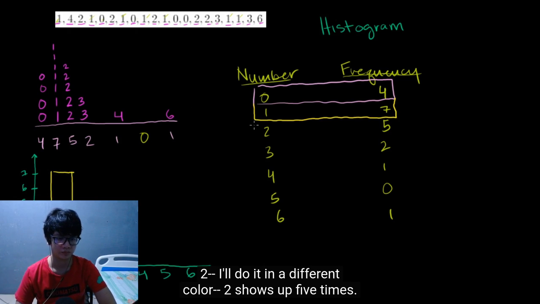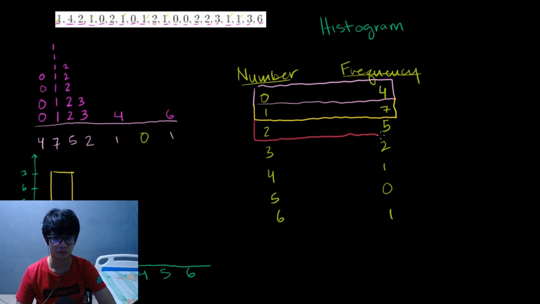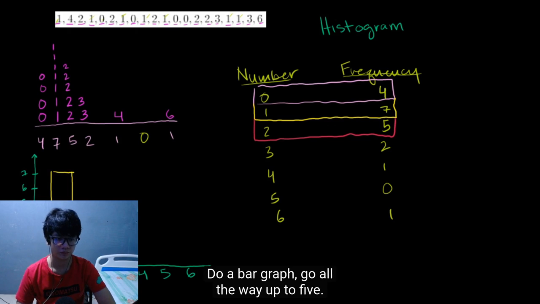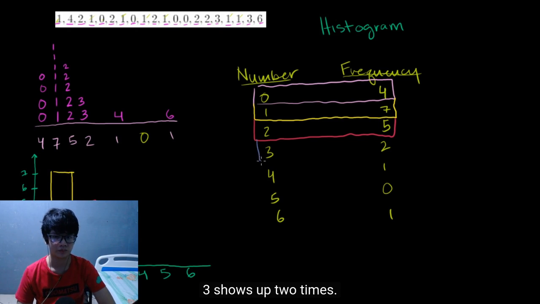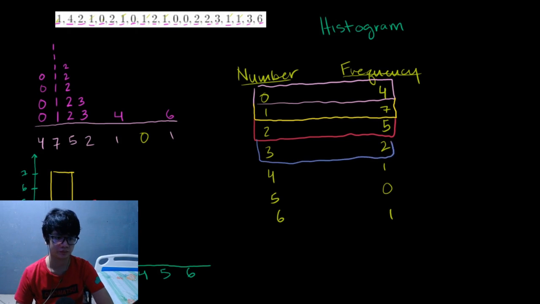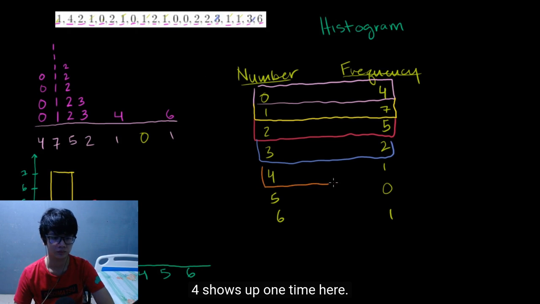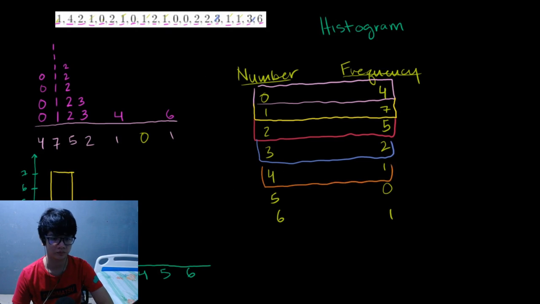2, I'll do it in a different color. 2 shows up 5 times. Do a bar graph, go all the way up to 5. 3 shows up 2 times. 3 shows up exactly 2 times here. We have two threes. 4 shows up 1 time here. So 4 shows up 1 time.